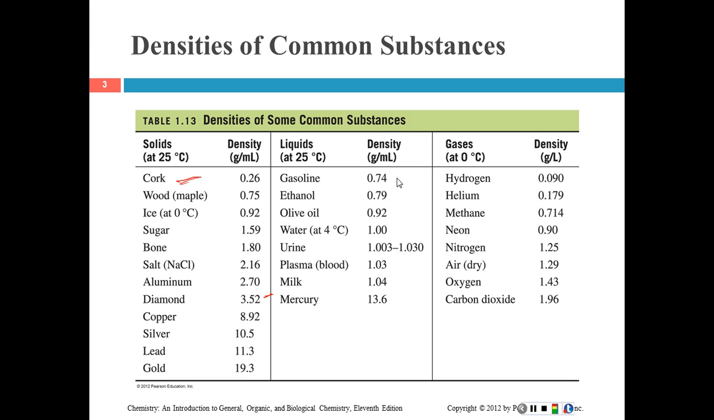Now, gasoline and olive oil and things like that, notice that they are less dense, and so we're not surprised that they float on water. Urine is pretty close to water at 1.0, as is blood. What makes it a little more dense is it has some things in it. Things that are dissolved in it make it heavier. That's why salt water would be more dense than just regular water.